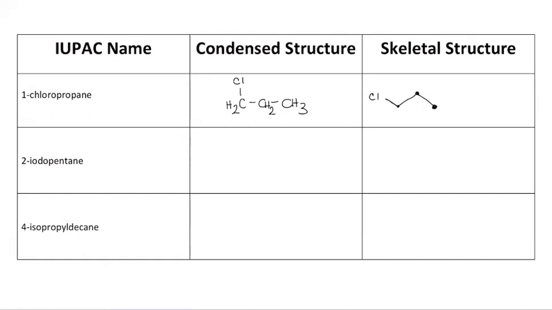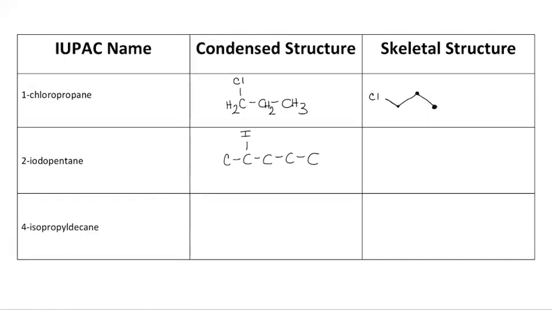2-iodopentane. How many carbons in the parent chain, you guys? Let's put it in the chat. Pentane. How many carbons? Excellent work. 5. 1, 2, 3, 4, 5. If it's 2-iodo, at carbon 2, I'm going to put an iodine, and now I'm going to fill in the hydrogens.